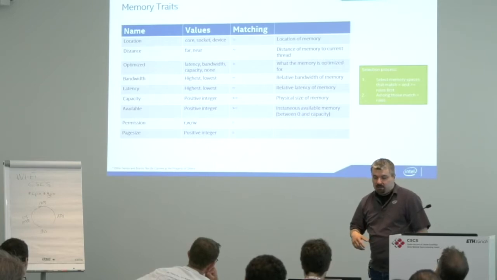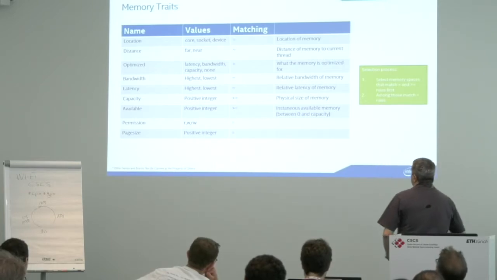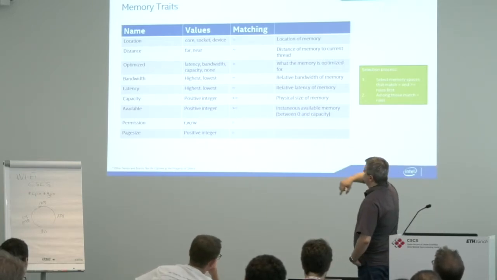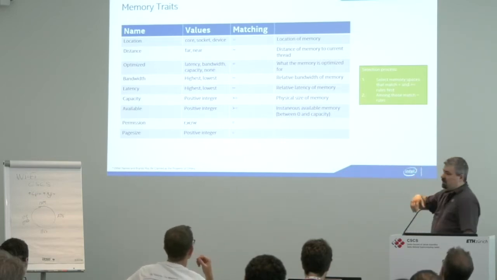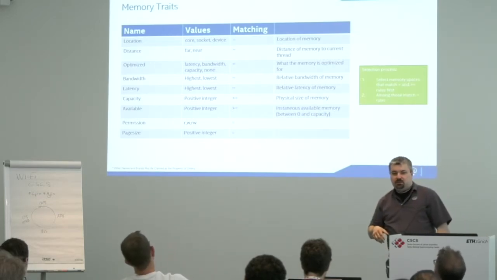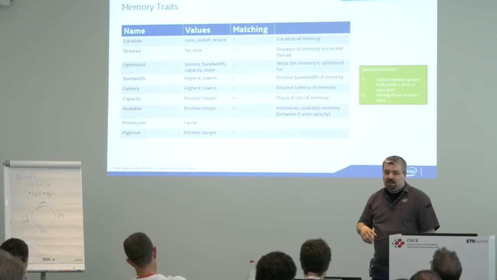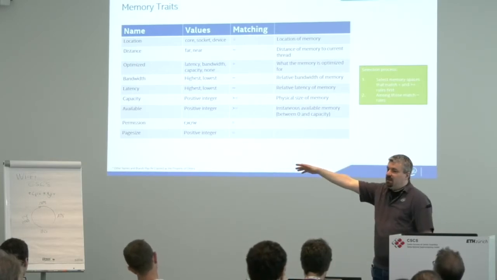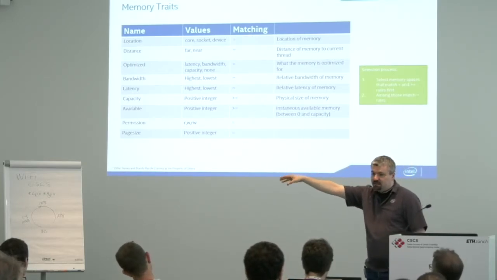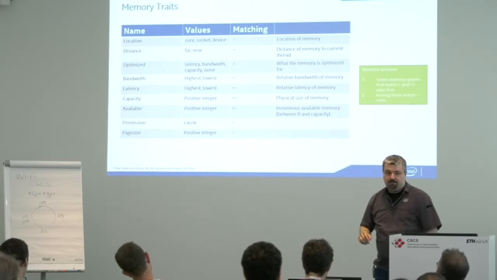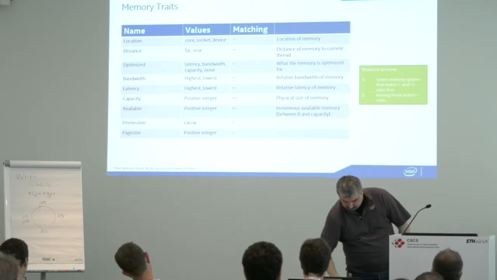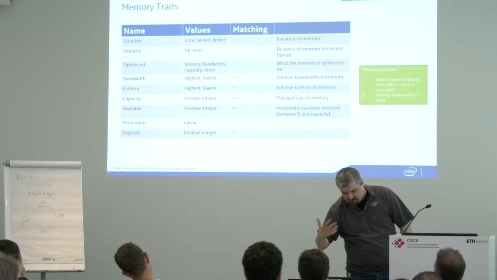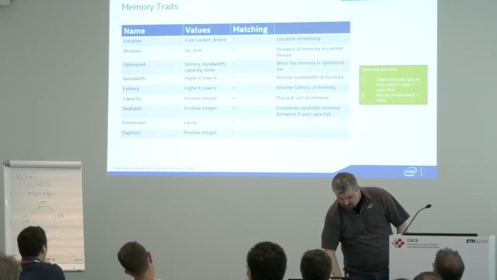And then there are some, like this little snake line, where it says, try to be close. So if you ask for far apart memory, then the system tries to pick something that is close to what you're asking for. Okay? So that's basically the memory traits that we're talking about right now.